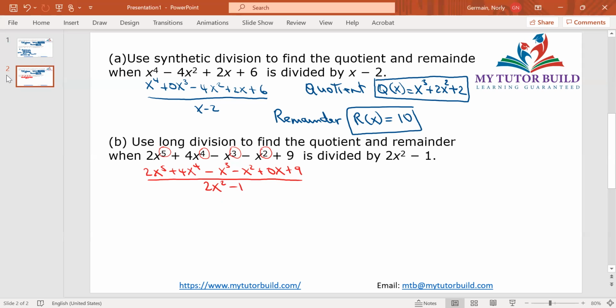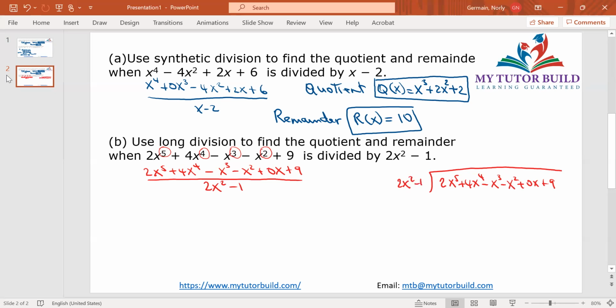Now, let's write the whole term. We don't need to take the coefficients. We need to write everything down. So 2x power 5 plus 4x power 4 minus x power 3 minus x squared plus 0x plus 9. We're going to divide it by 2x squared minus 1.